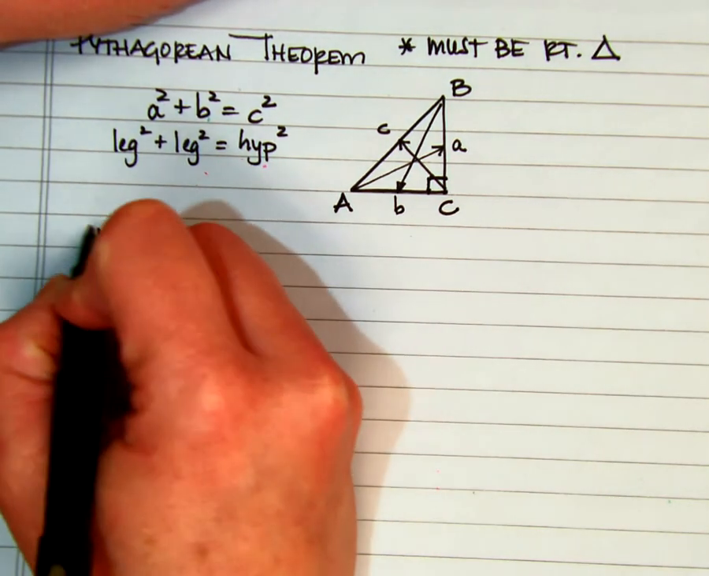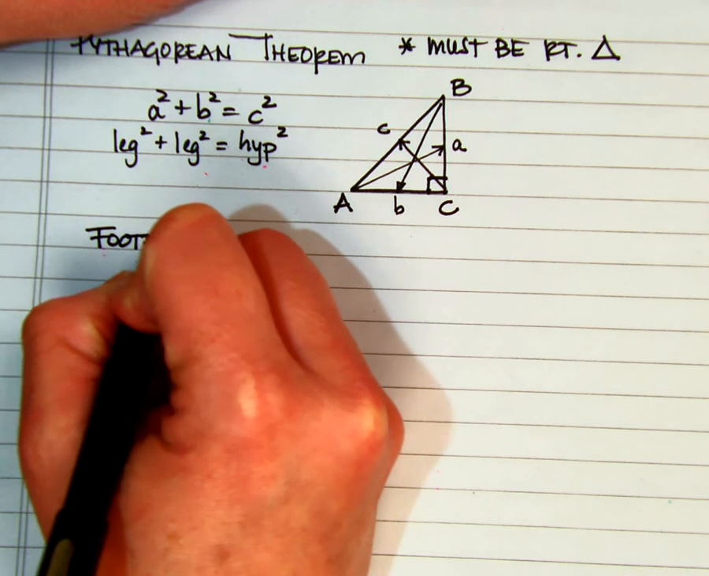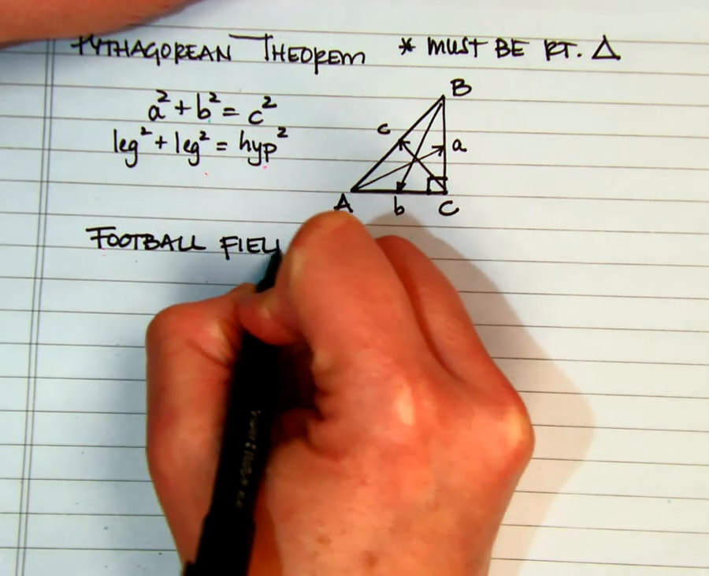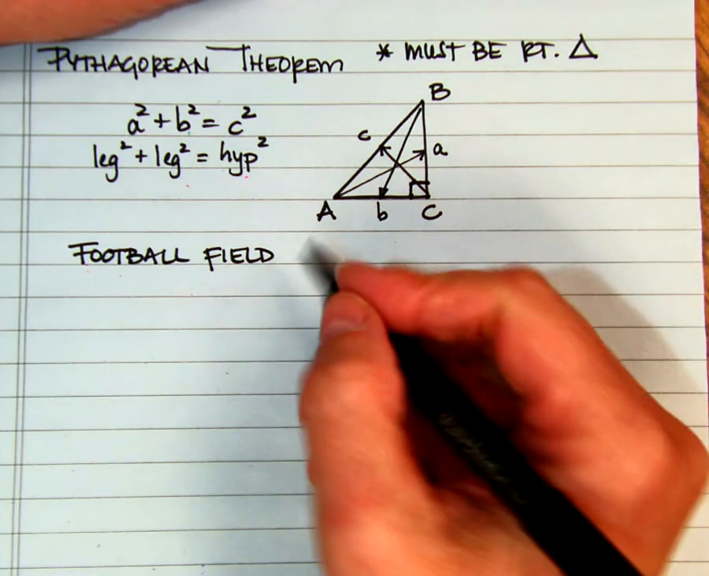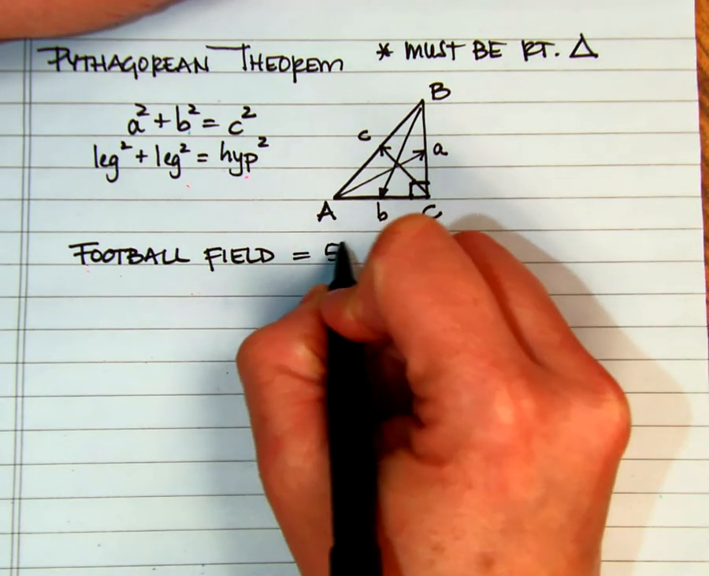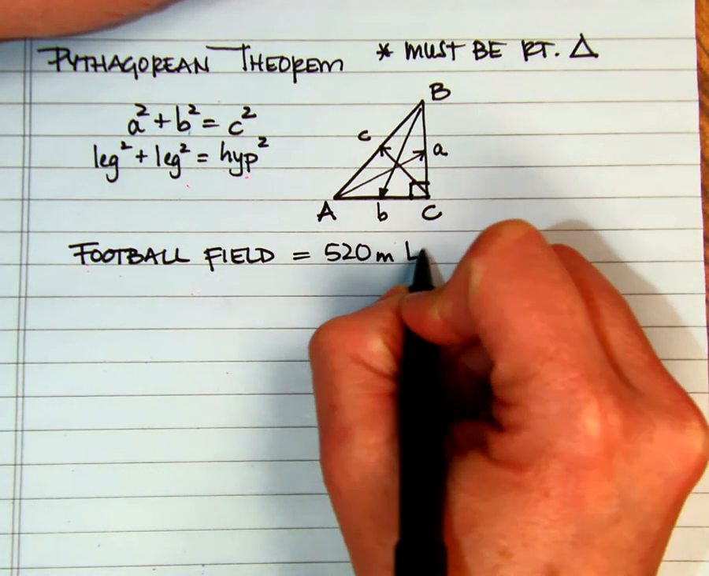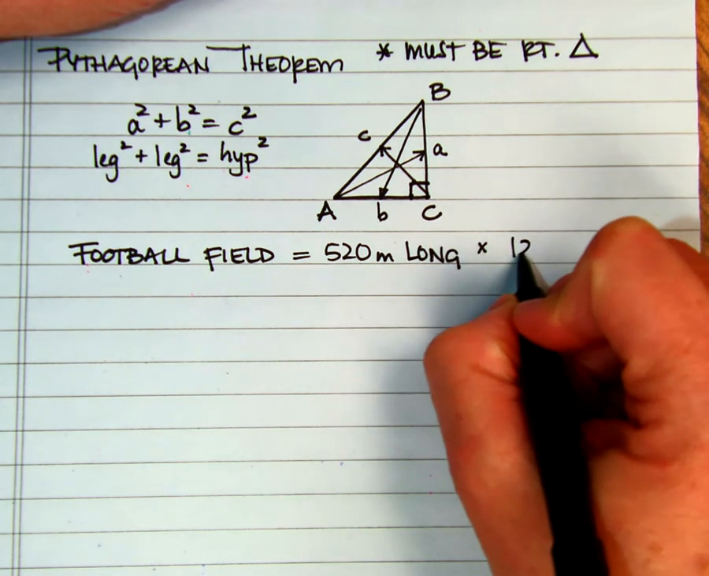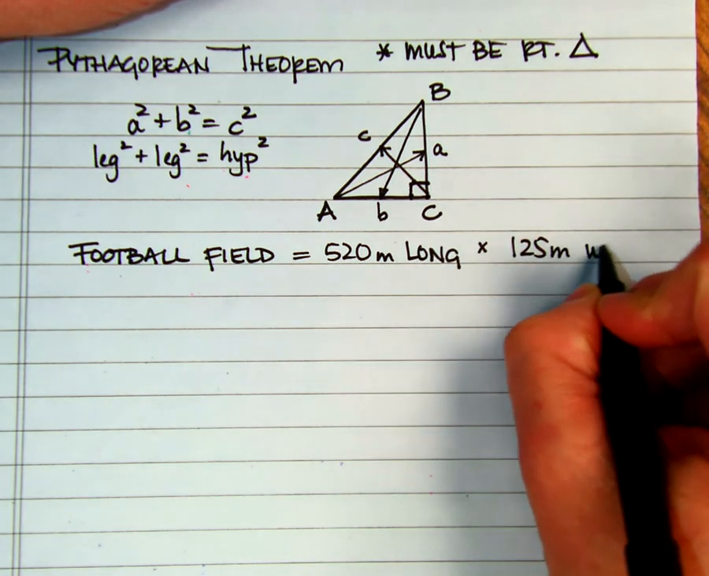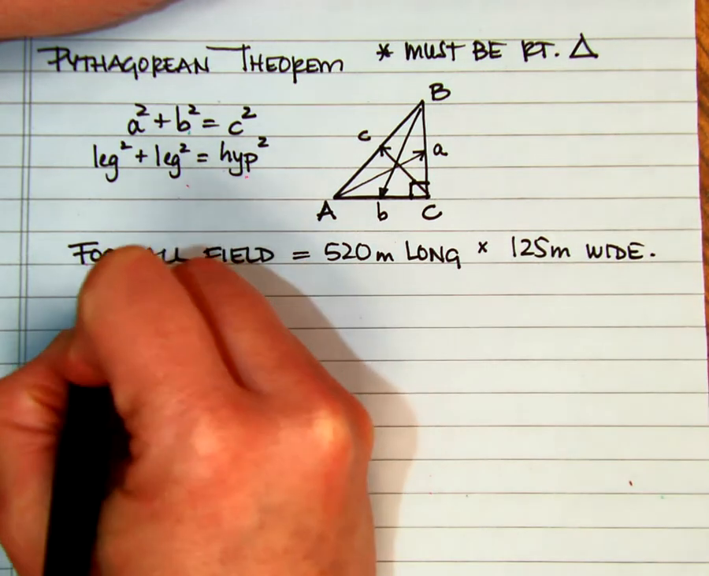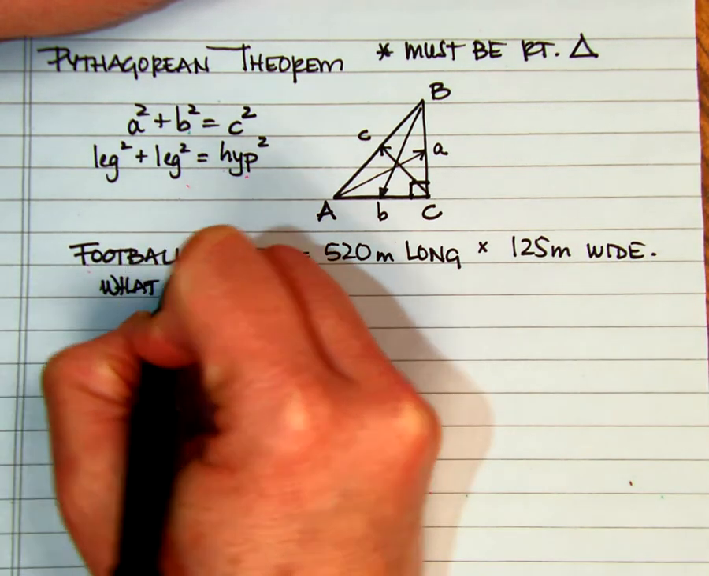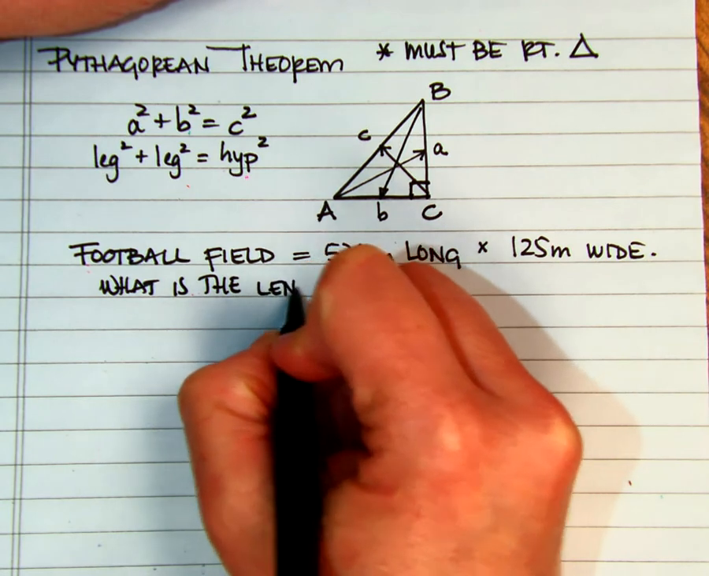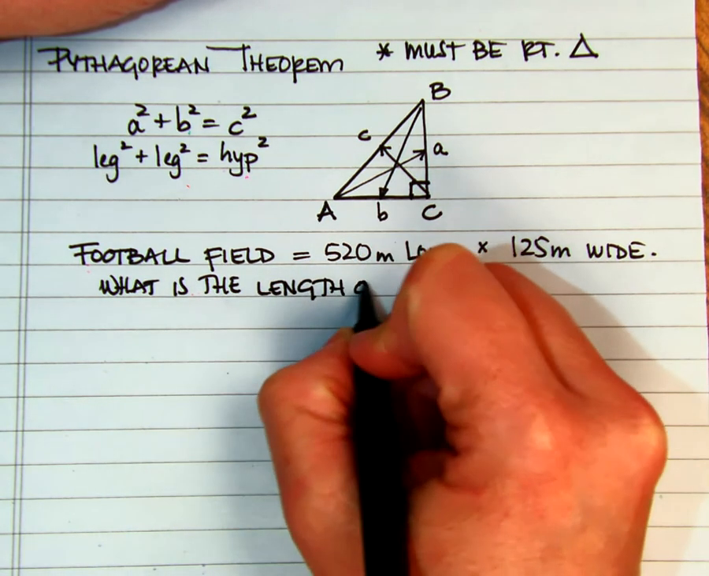So if we are talking about a football field, I'm going to just paraphrase the story. If you have a football field, or a piece of a football field, that is 520 meters long by 125 meters wide, then what is the length of the diagonal?